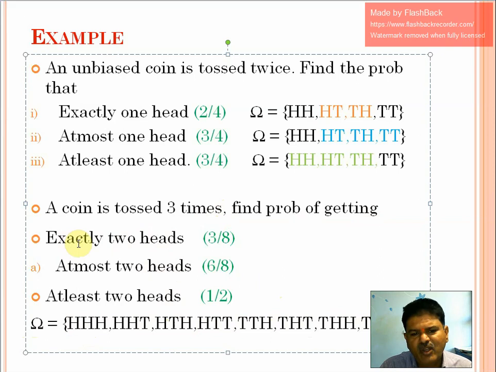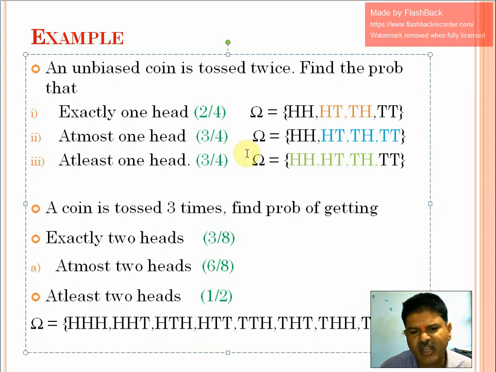So what is the probability of getting exactly 2 heads? How many cases out of these 8 have exactly 2 heads? Exactly 2 heads are in these cases: HHT, HTH and finally THH. These are the 3 cases out of 8 cases which are favorable.